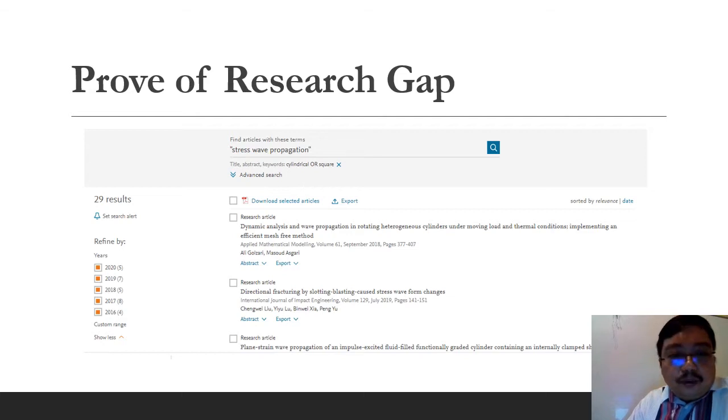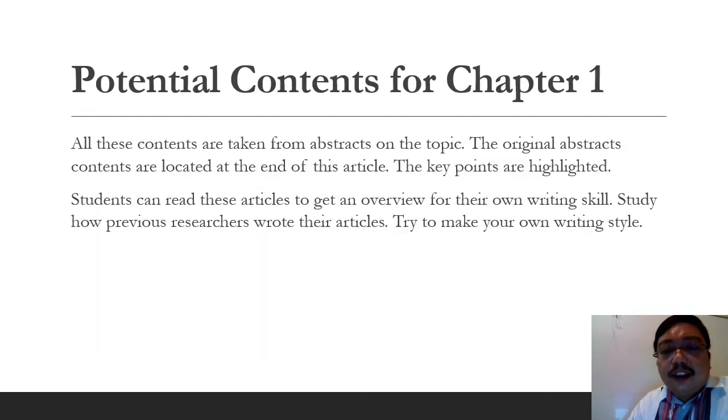Okay, the proof of research gap is that stress wave propagation has only 29 results in the research in Cylindrical. Stress wave propagation focusing on cylindrical or square plate. Okay, let me explain what is meant by stress wave propagation.